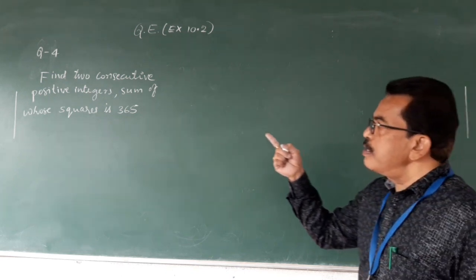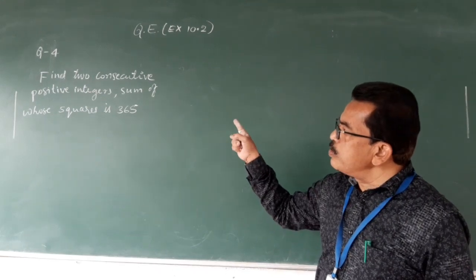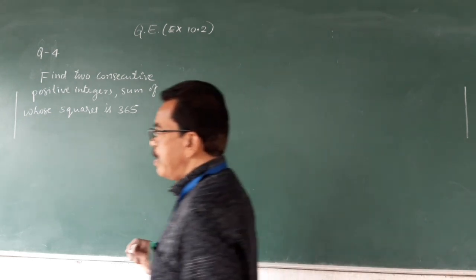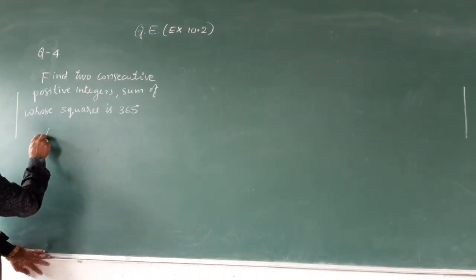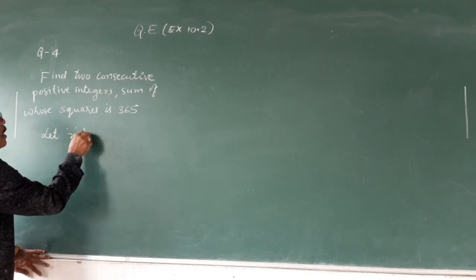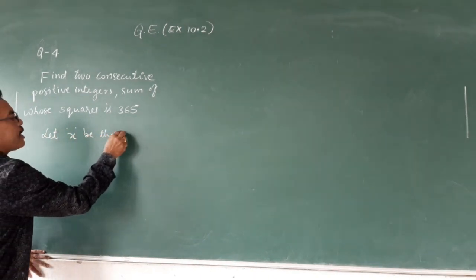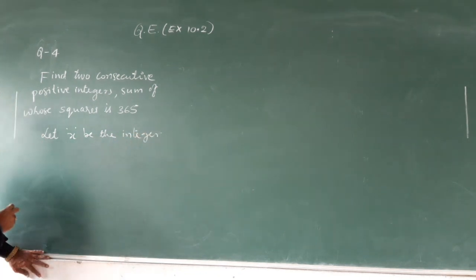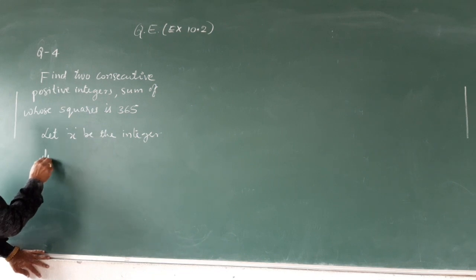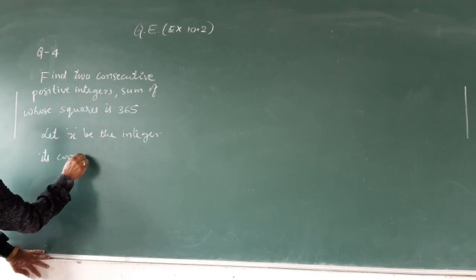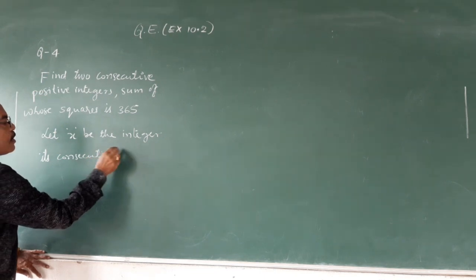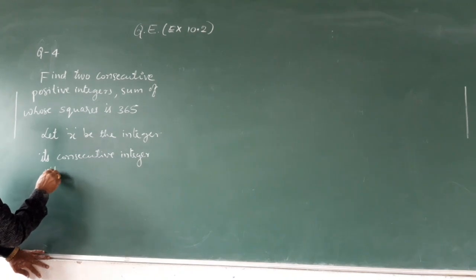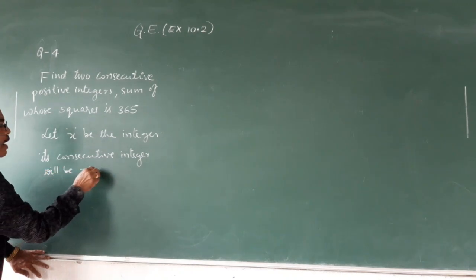See, this one is the fourth problem. Find two consecutive positive integers, the sum of whose squares is 365. Okay, now let us consider, let x be the integer, its consecutive integer will be x plus 1.